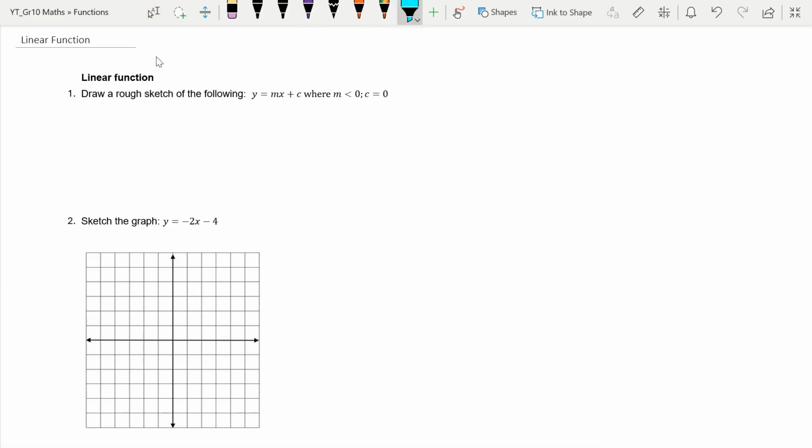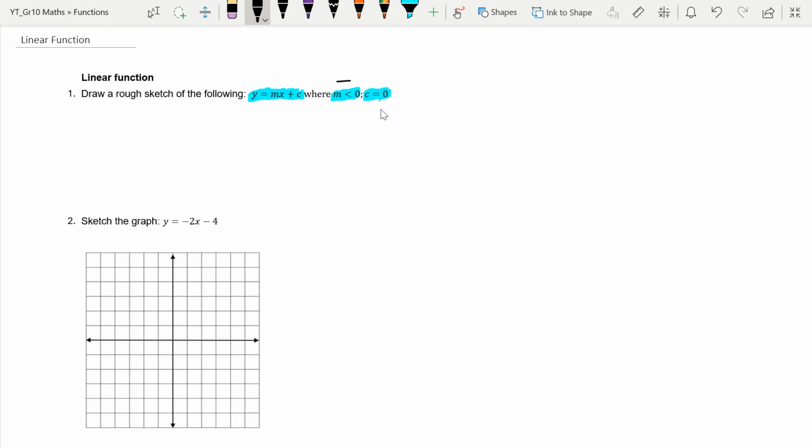The first question says that we need to draw a rough sketch of the following. Now you immediately need to identify that as the standard form for your straight line, y is equal to mx plus c. They don't tell us exactly what m is and what c is. They just tell us that your m is smaller than 0, so it means that m will be a negative value, and c is equal to 0.